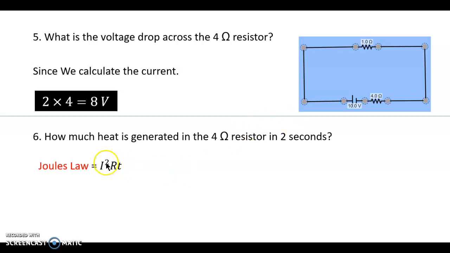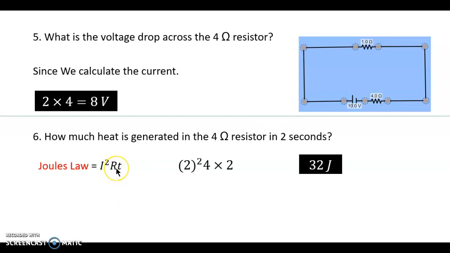So I squared: we calculate the current, 2 squared. We know the resistance here is 4 ohm. They ask us about the 4 ohm, times 2. 2 squared, 4 times 4, 16. 16 times 2, 32 joules. This is the heat generated by the 4 ohm resistor.